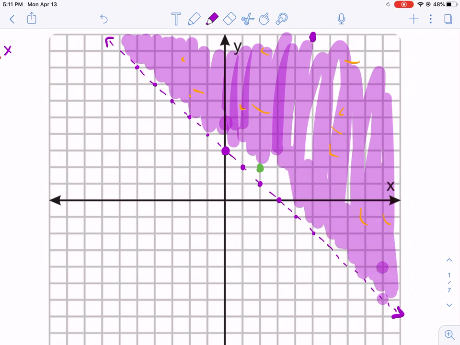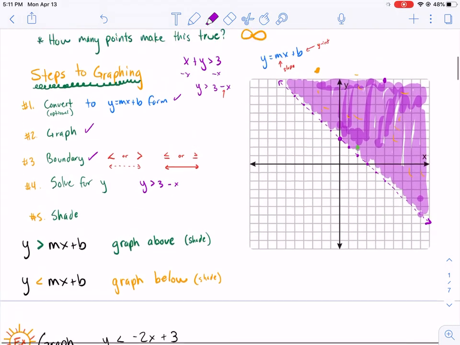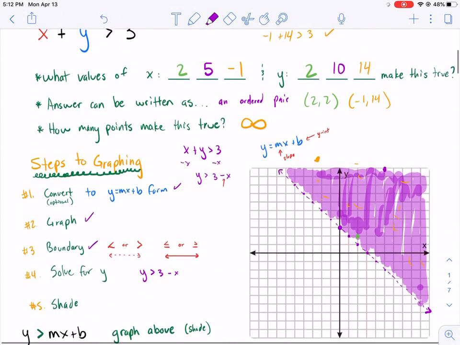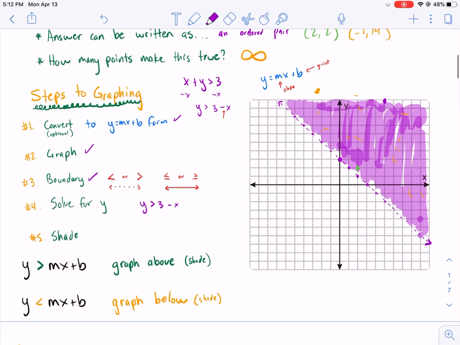I know I'm doing a super terrific job, but I hope you guys get the idea of what this looks like. So now I'm including all the possible values that satisfy that equation. And that is your step-by-step process. I'm going to end this video now.